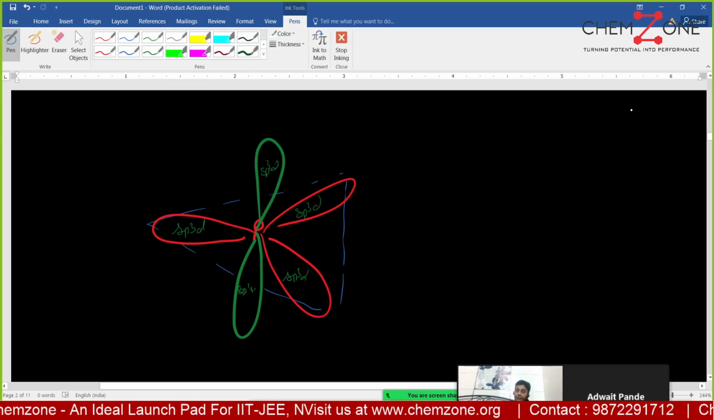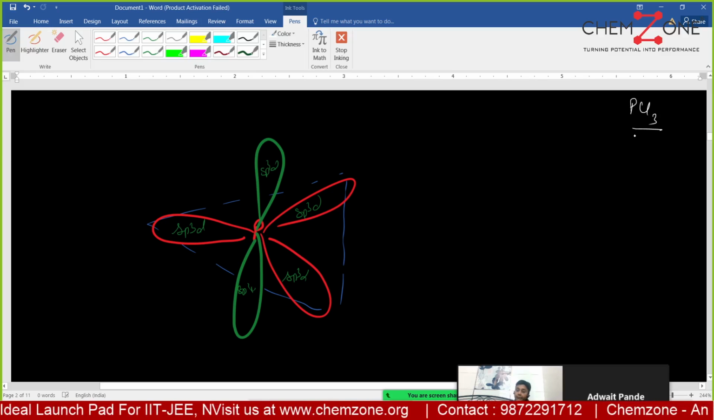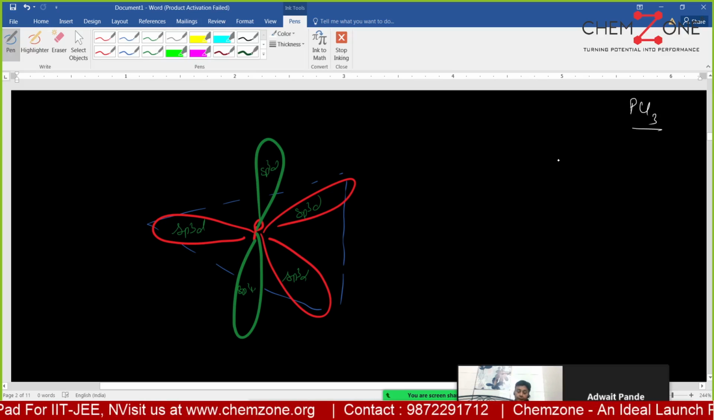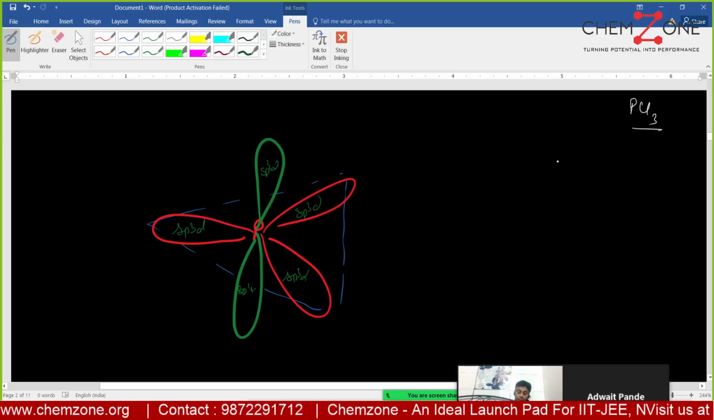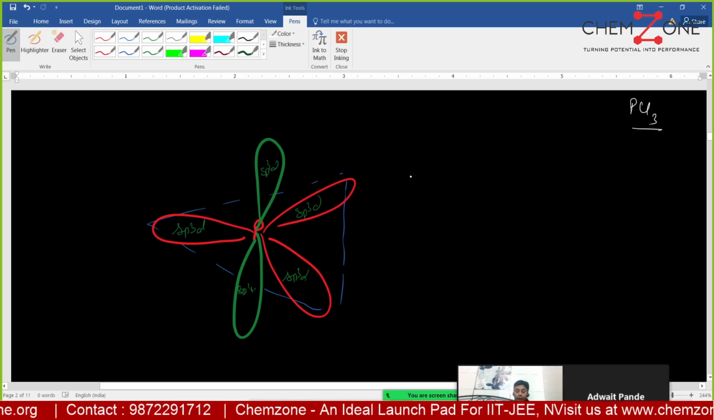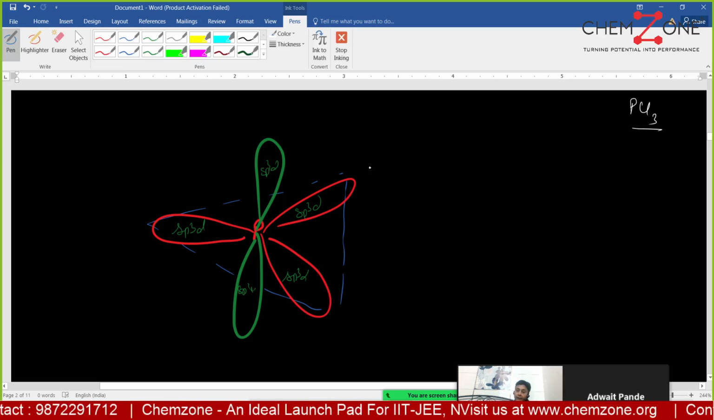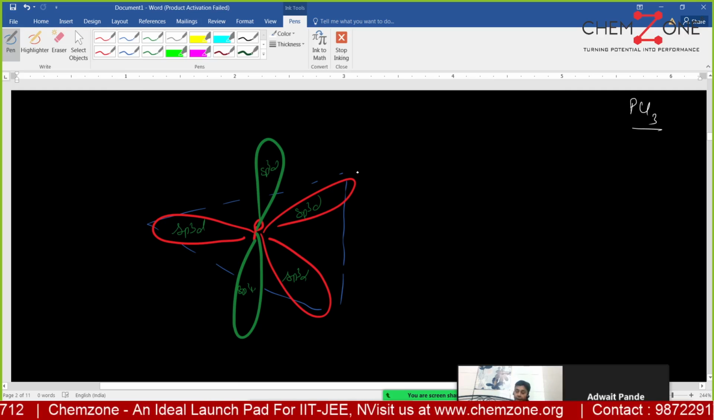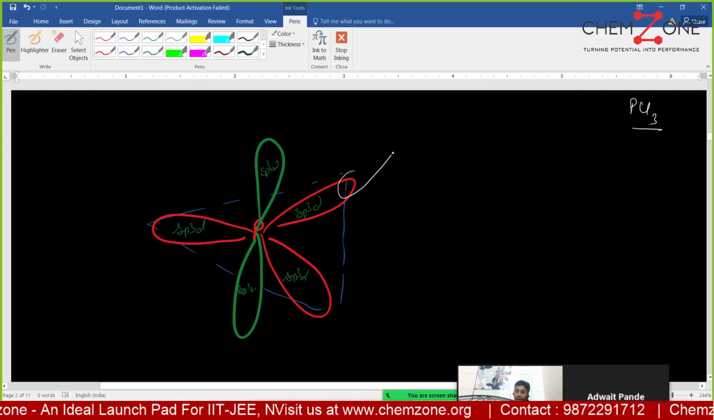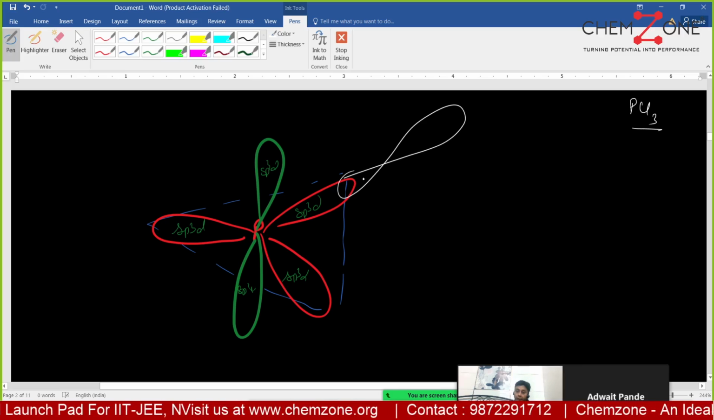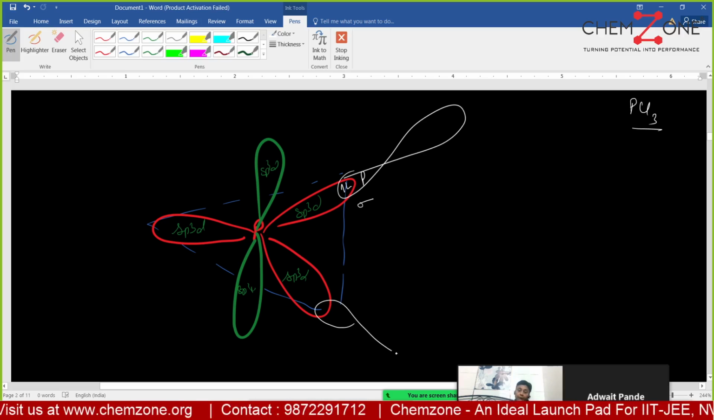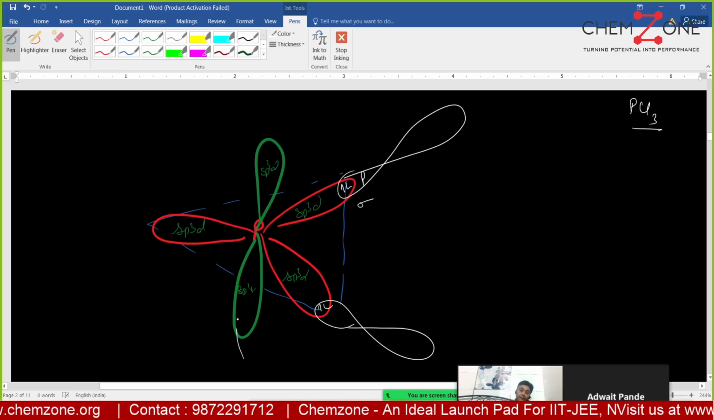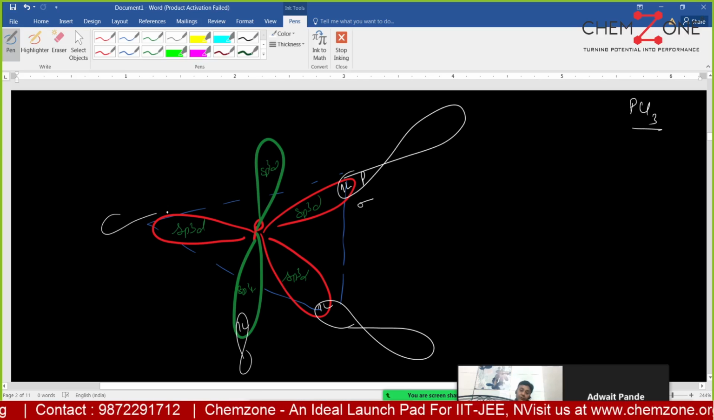And now since I'm making bonding with chlorine, the chlorine has a p orbital that is involved in bonding, right? One unpaired electron. So that chlorine p orbital will overlap here and form a sigma bond at all the 5 points. It will be like that. Understood?